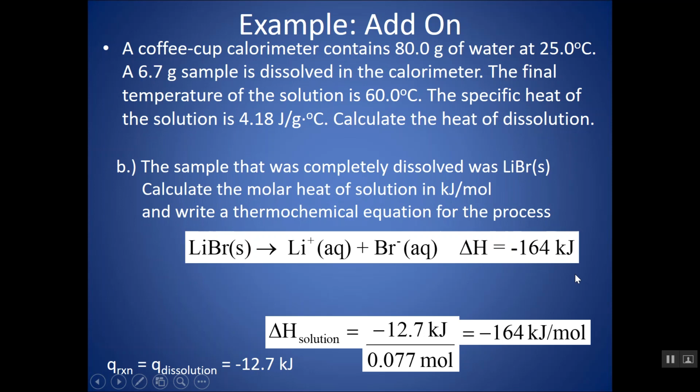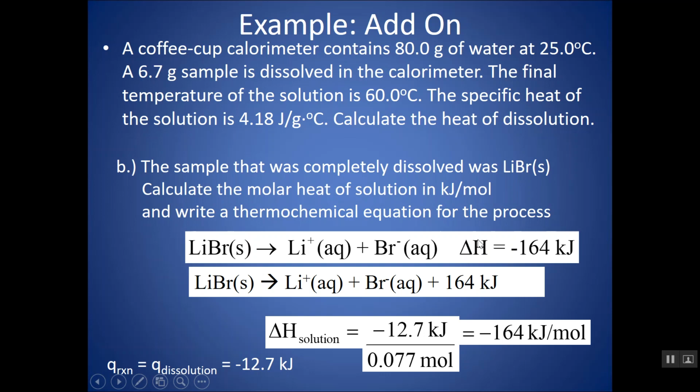Another way of writing this thermochemical equation, if you want, is this 164 kilojoules would be the heat released when 1 mole of this breaks up. So I could rewrite this, and rather than putting delta H as negative 164 kilojoules, I can put plus 164 kilojoules as a product, because Li plus is formed, Br minus is formed, and 164 kilojoules are also formed or released as a product in this reaction. Had delta H been positive, let's say positive 164, then I could put plus 164 on the left side instead, because 164 kilojoules would be needed.